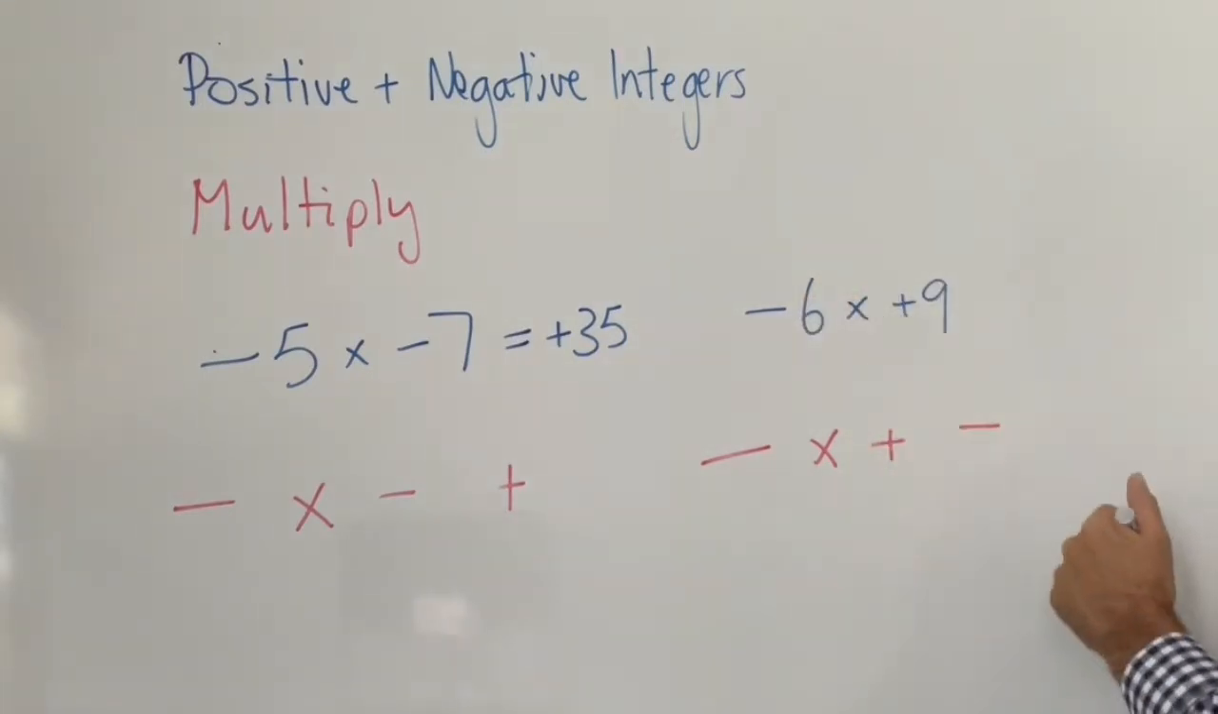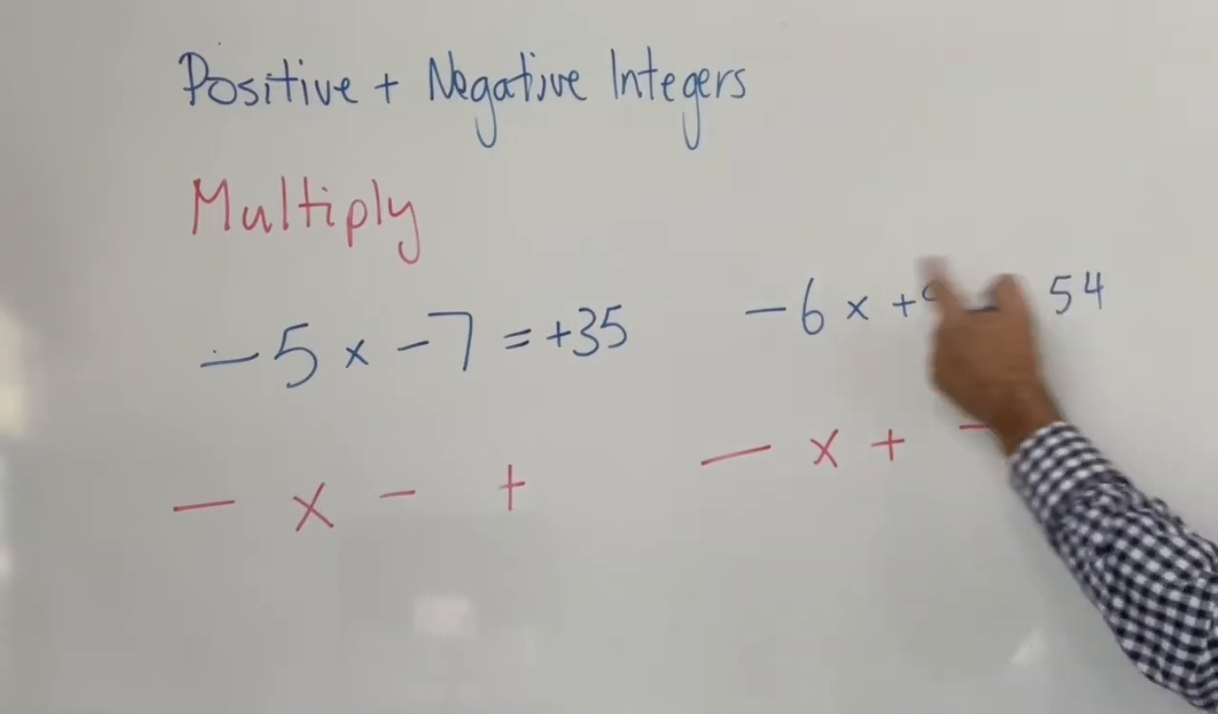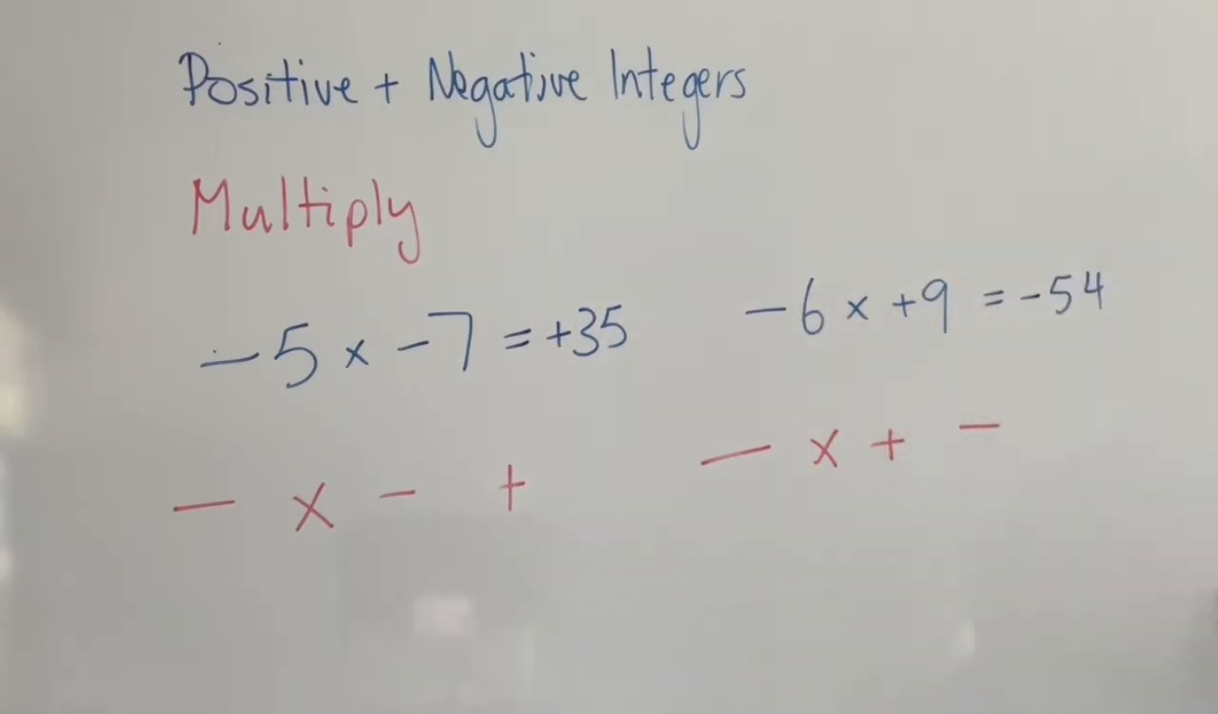So here -6 times +9 equals 6 times 9 is 54. And the negative times the positive gives you a negative, equals -54.